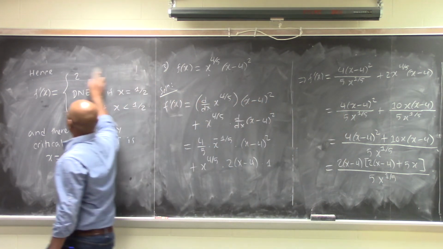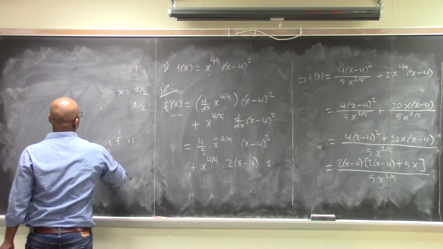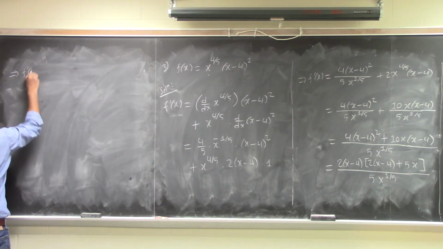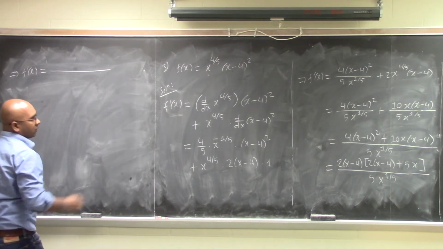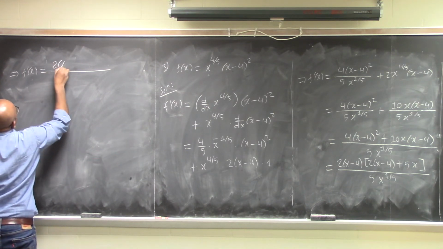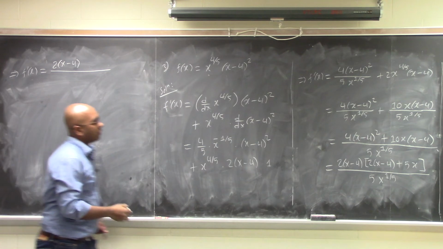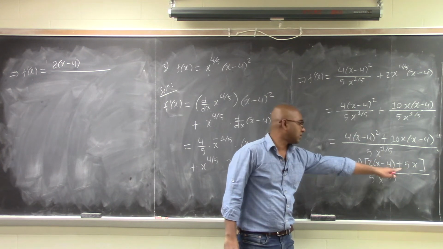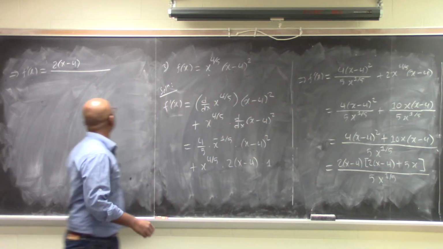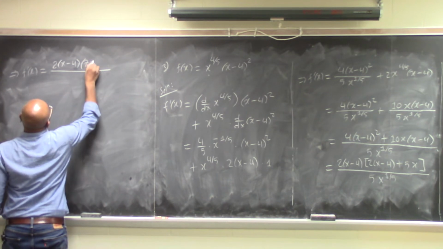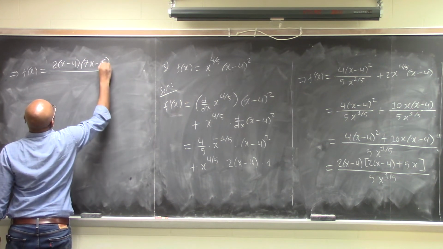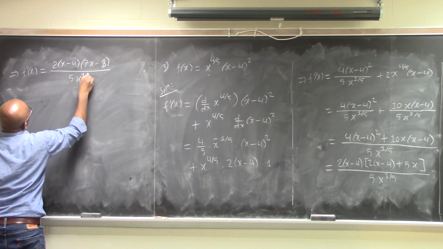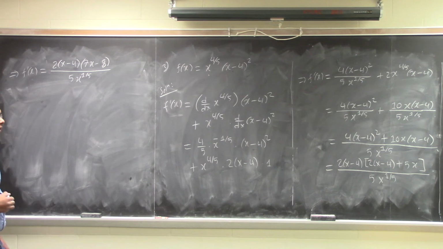Okay, we're almost done. I'm not going to do anything with that 2 times (x minus 4). Now this one, I will distribute this 2, so this is 2x minus 8. But then we have plus 5x, so this is 7x minus 8. And at the bottom we have the same thing, 5 times x to the power 1/5. Okay?